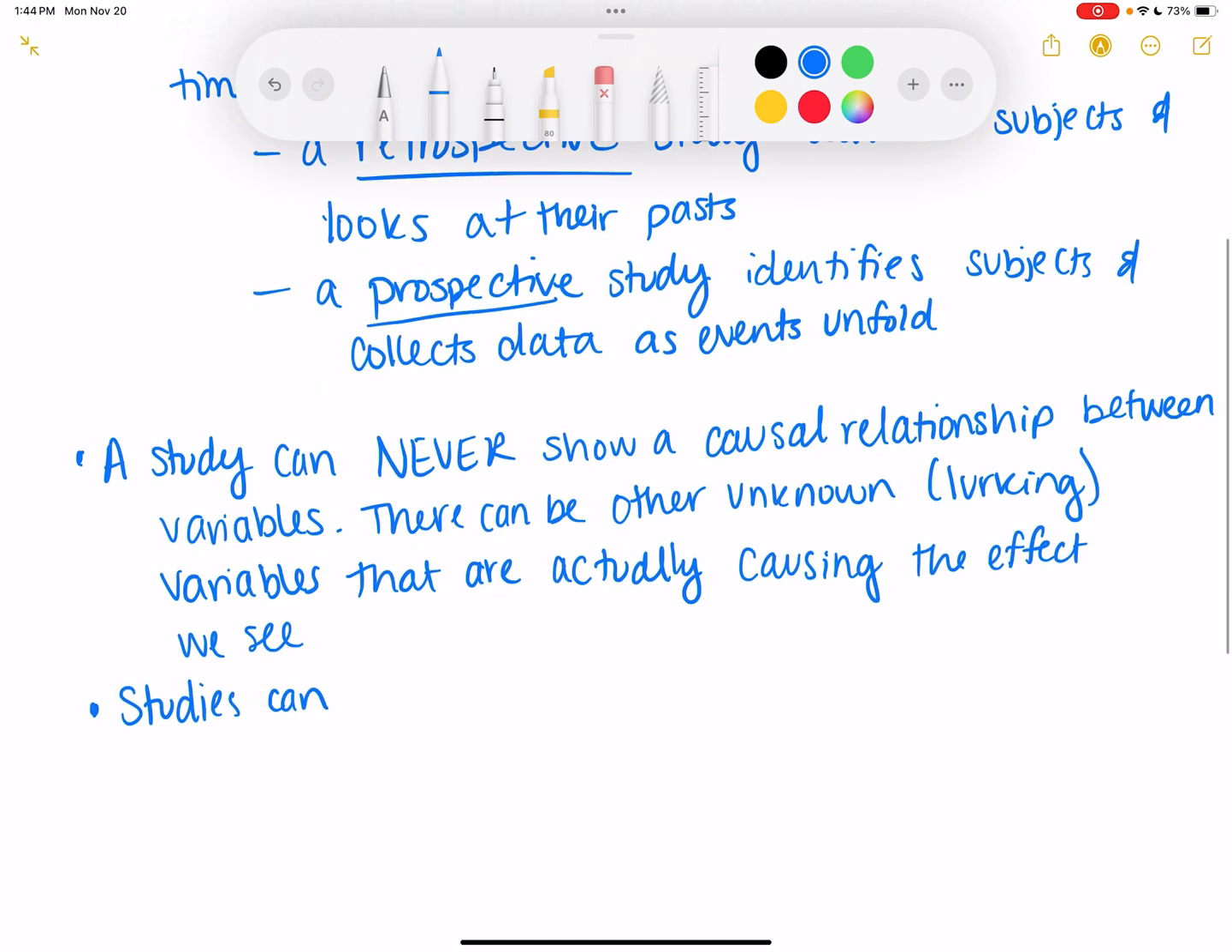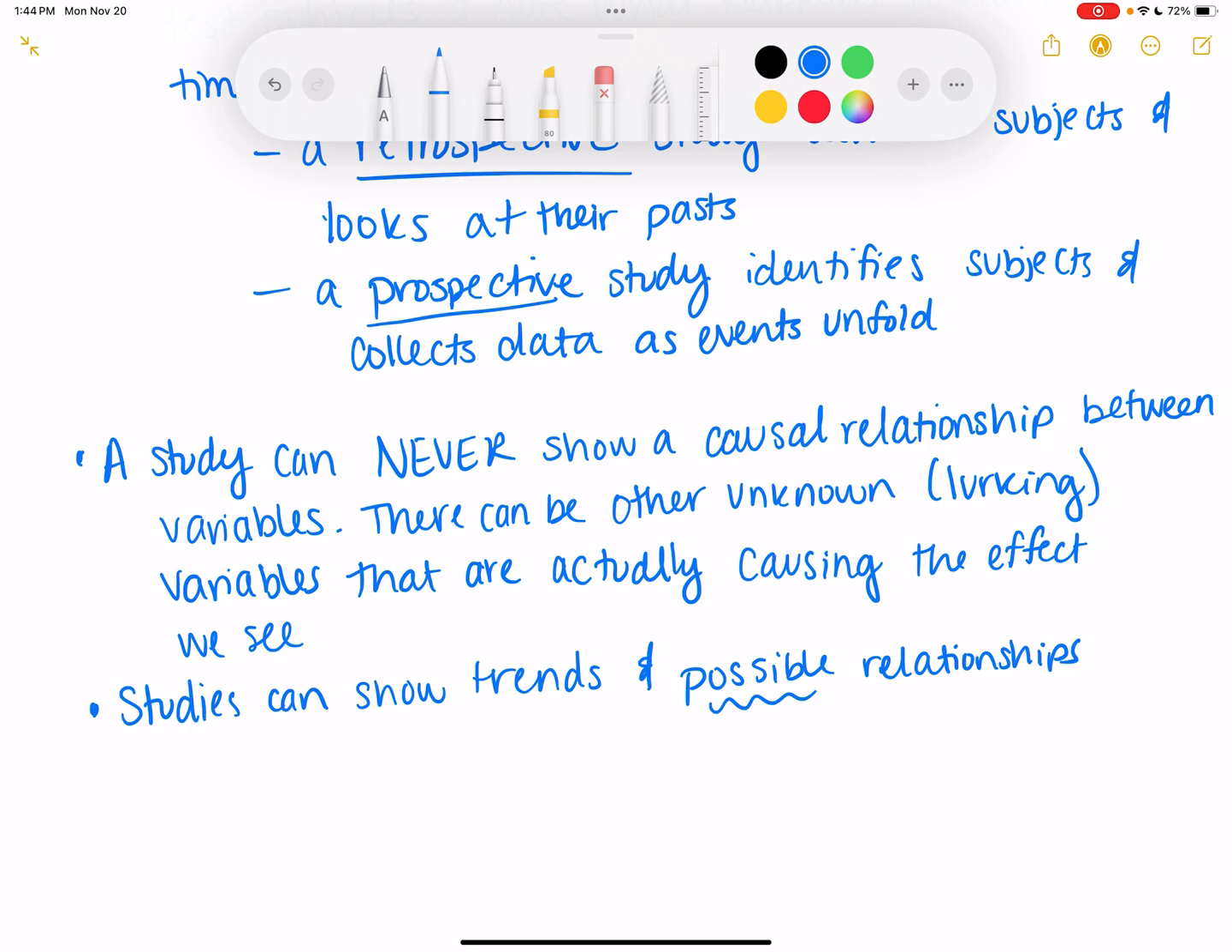Studies can show trends and possible relationships that we can then investigate through experimentation.